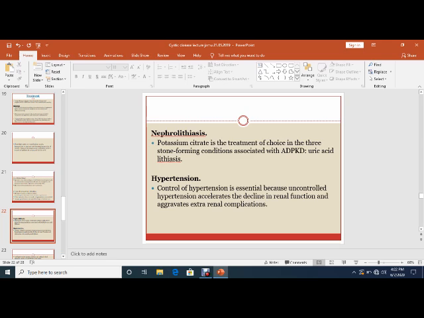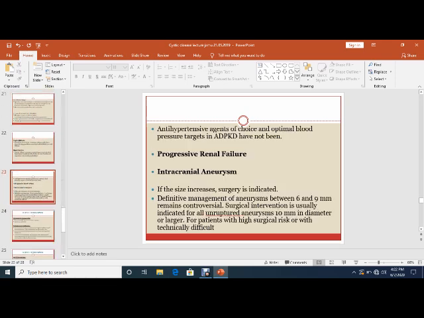Hypertension: control of hypertension is essential because uncontrolled hypertension accelerates the decline in renal function and aggravates the extrarenal complications. The choice of antihypertensive agents and optimal blood pressure target in autosomal dominant polycystic kidney disease has not been proved, but we should give ACE inhibitors, angiotensin converting enzyme inhibitors, or angiotensin receptor blockers. These are the drugs of choice for the control of blood pressure if the renal function is normal. If these patients present with end-stage renal disease and uncontrolled blood pressure, then we should give calcium channel blockers, alpha receptor blocking drugs, or vasodilators.